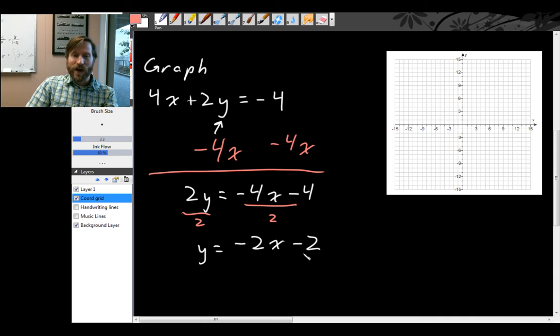We'll start with the y-intercept again. The y-coordinate of the y-intercept is -2. Remember, this minus sign here is part of the y-intercept. So we'll start at -2, which is right here. Let me make that darker. Okay, right here. And then we will move according to the slope. The slope is right here. It's -2.